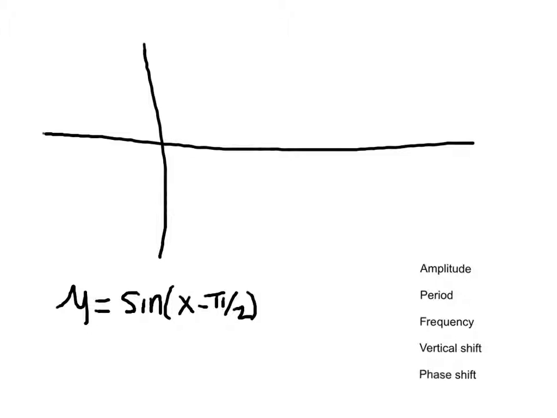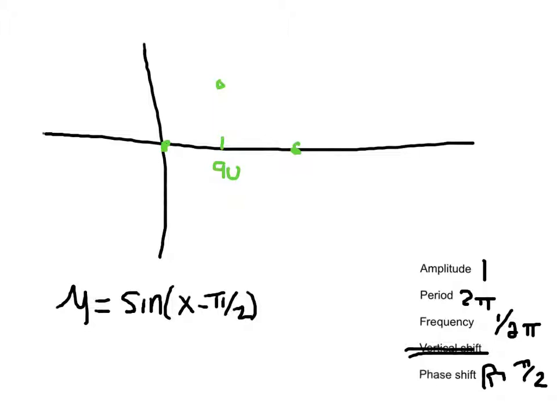This is an example of basic phase shift. This function has an amplitude of 1, it has a period of 2 pi, has a frequency of 1 over 2 pi. Remember, period and frequency are reciprocals. No vertical shift. And this phase shift is going to be to the right pi over 2. So the way I graph this is I start off graphing the normal sine function. The normal sine function goes from 0 up to 1 at 90 degrees, back down to 0 at 180 degrees. At 270 degrees, it's down to -1.